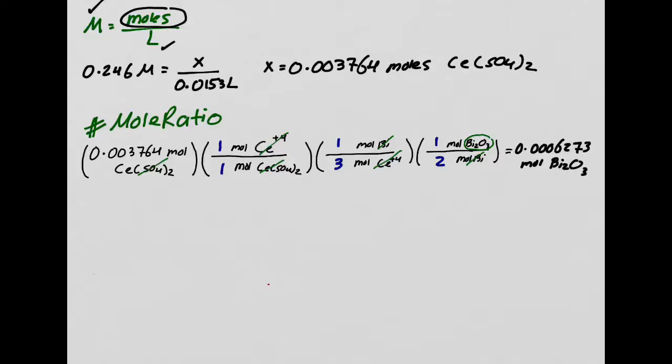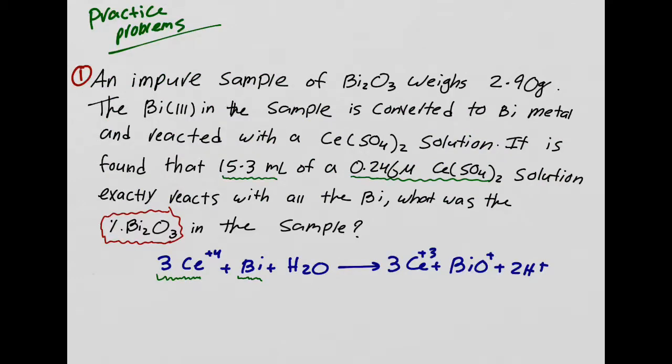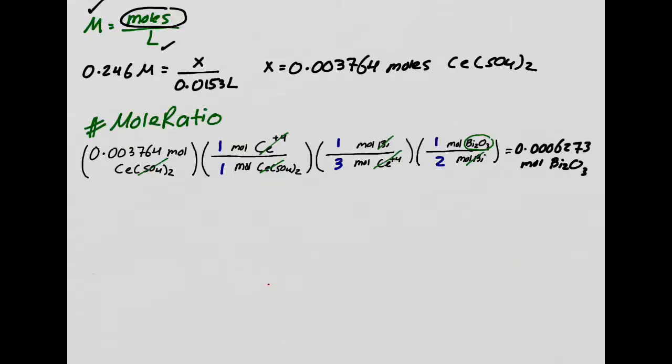Now, remember, what the question asked you was what? The percentage of Bi2O3. So the question asked us for the percentage of Bi2O3. Now, what does that mean? I said percentage is gram percentage. That means the grams of bismuth oxide over the grams of the entire sample times 100%.